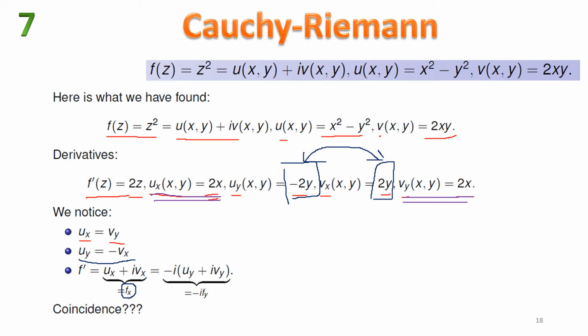Now f dash is also equal to minus i times uy plus i times vy. Note that this is derivative of u with respect to y, and this is derivative of v with respect to y. Is it a coincidence? This can be a coincidence, but I'm telling you in advance, this is not a coincidence. To realize this, we shall go through one more example.